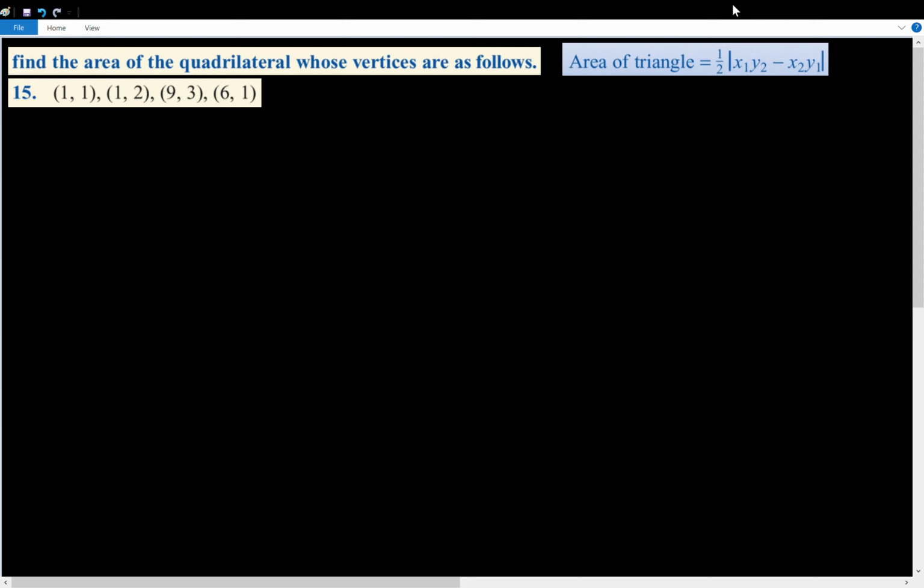The reason for that is because we have the formula for the area of a triangle when one of the points is 0, 0, and that's shown up there in blue. It's 1/2 times the absolute value of x1 y2 minus x2 y1.